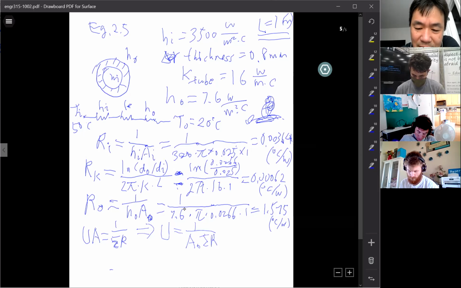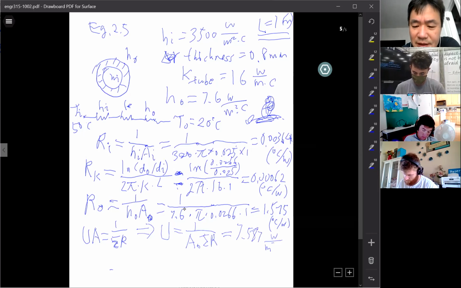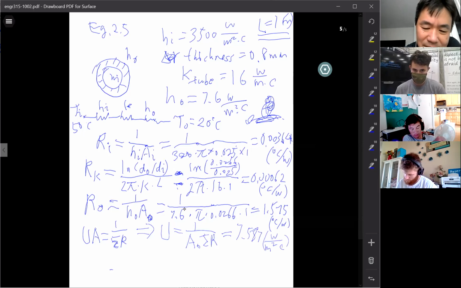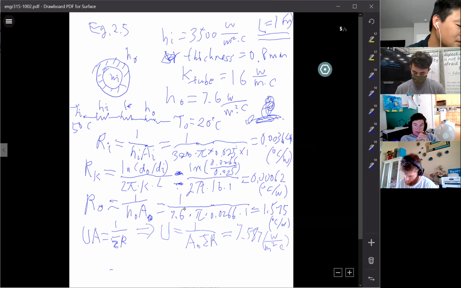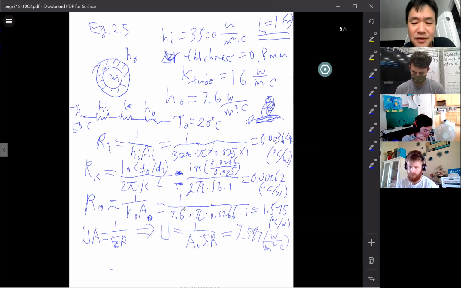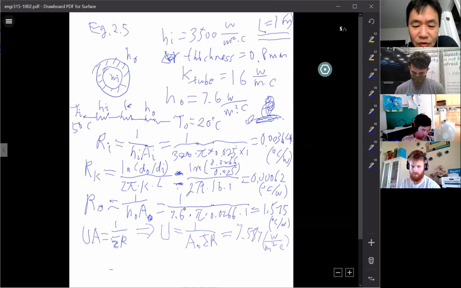So based on this calculation, your U is 7.577 watt per meter squared C. Okay, notice the unit is the same as H, right? We use a similar approach, similar form. So based on that, this is the U. This is what the question asked, calculate the overall heat transfer coefficient. Okay, this is the process. After you get all the R's, 1 over the characteristic area times the summation of all the R's. Okay, that's your U.